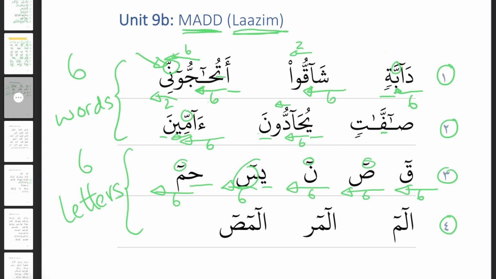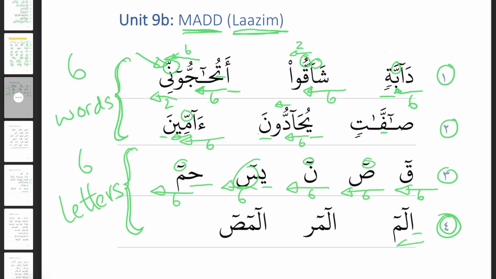When it's in a word, you must have a letter with a shadda after the squiggly med. But in the letters, whenever you see a squiggly med written on one of these letters at the beginning of some of the surahs of the Qur'an, you will stretch the sound of that letter for 6. So let's have a look at this final line.